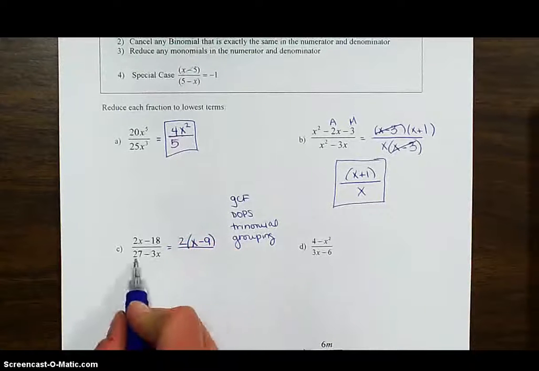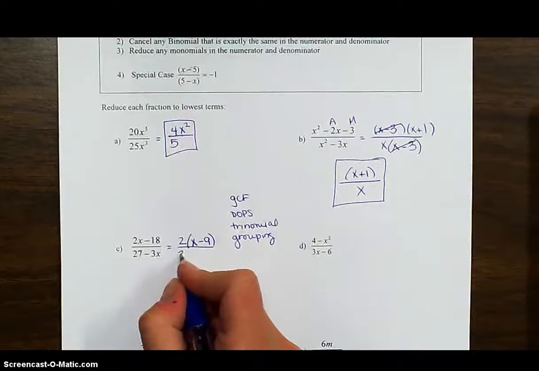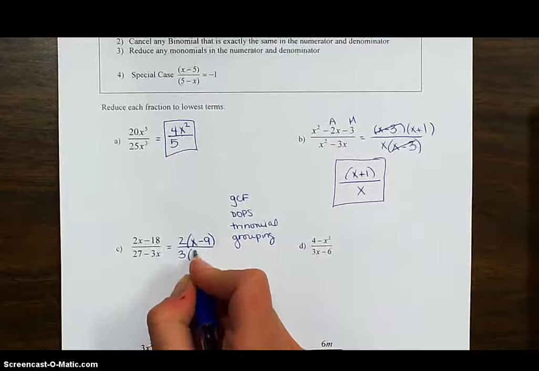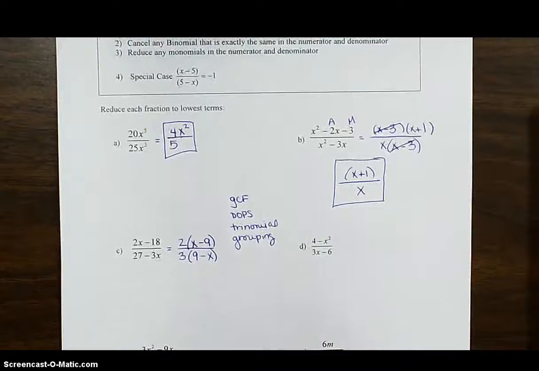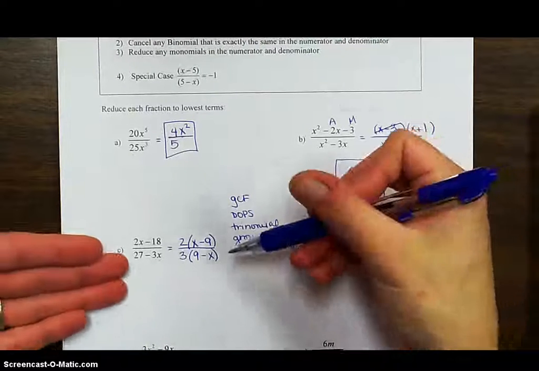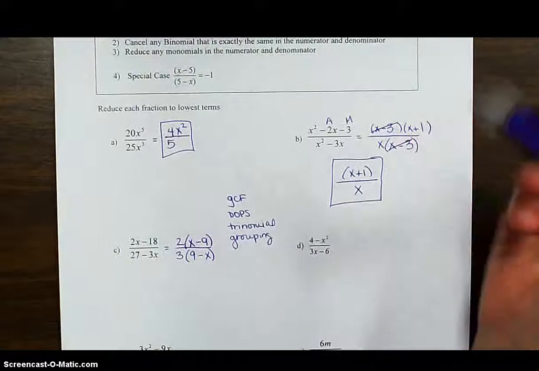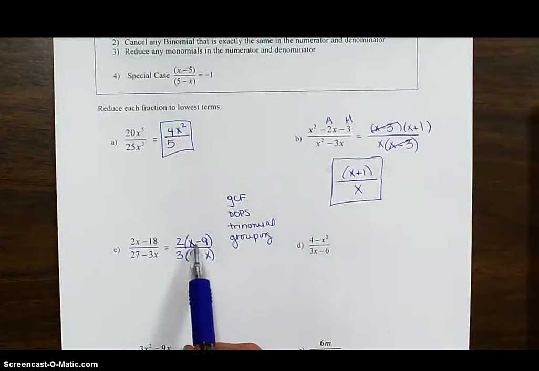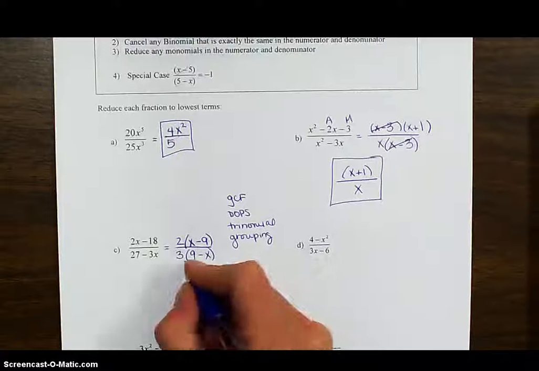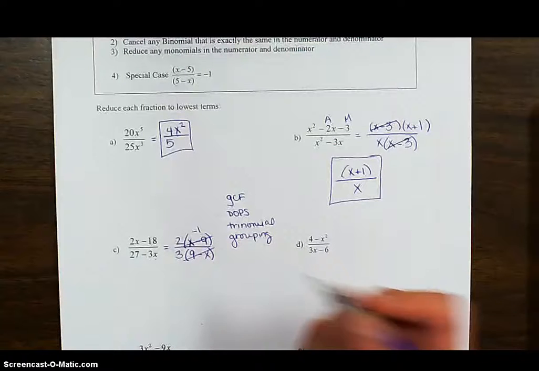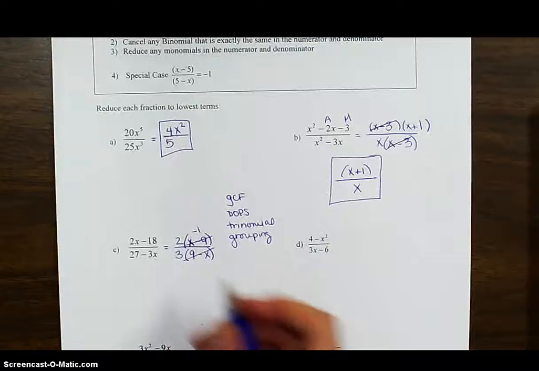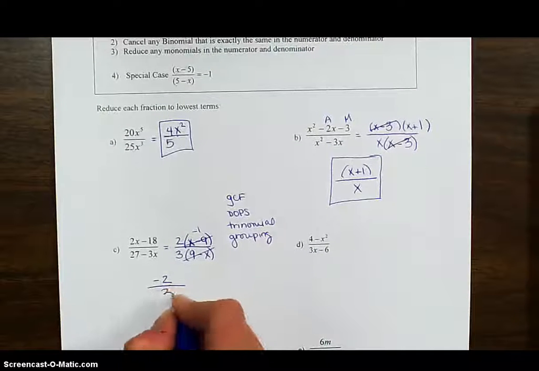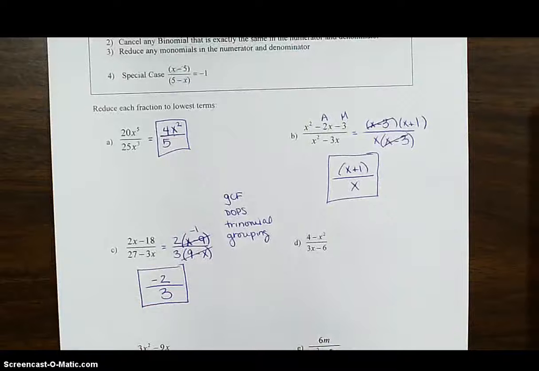Now if I look at the denominator, my GCF here is going to be 3. And then I'm going to get a 9 minus x. Now, is anything exactly the same in the numerator as it is in the denominator? Nothing is exactly the same, but if I look, x minus 9, 9 minus x, those are just the opposites. So these will cancel, but I will get a negative 1 in the top. So then what is 2 times negative 1? Well, that's negative 2 all over 3. And that's our final answer.